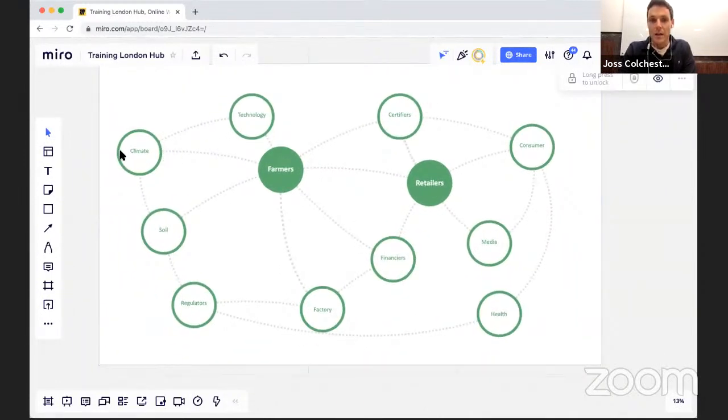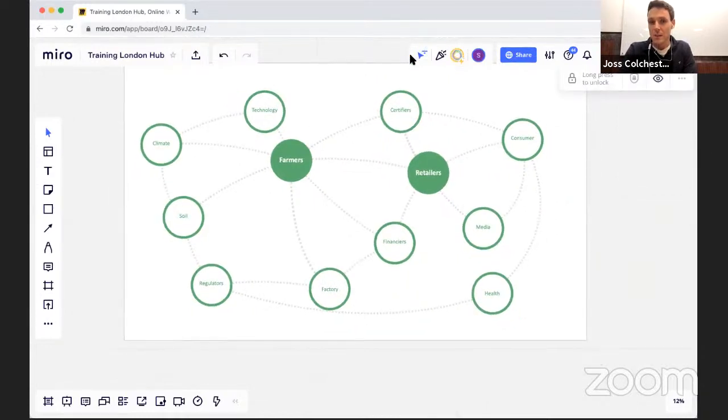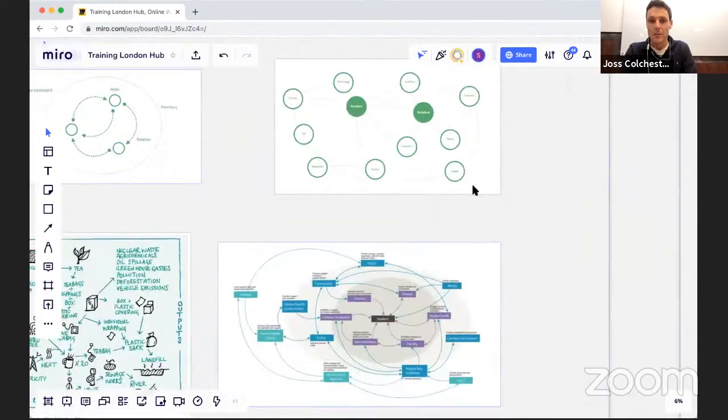We've got over here, this is part of the natural environment. We've got the climate, we've got soil. We obviously have technology, people providing tractors and so forth. We have factories processing this, consumers, media, and so forth. So this all forms a system, a food system. And that's what we're talking about when we talk about a systems map. So I hope you get that basic concept.